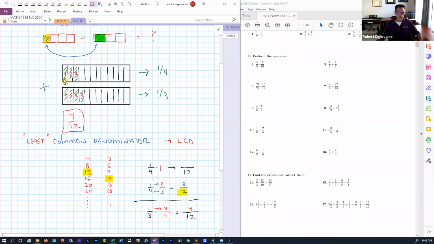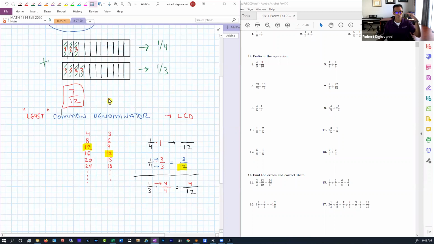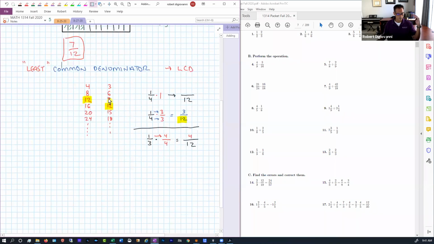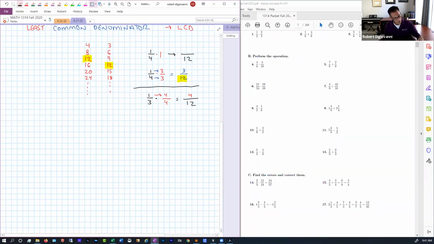What I want to do right now is just start the problem over, and we're going to go through it a lot faster now. I just wanted you to see visually why our answer should be 7/12. So now, starting off, 1/4 plus 1/3. The first thing we're going to do is find our LCD. I'm not going to write that list out again, but we know it's 12, right?